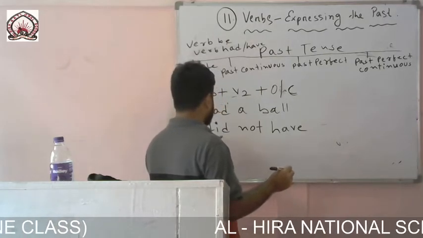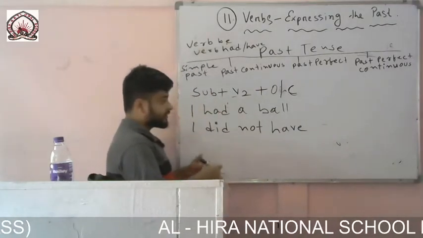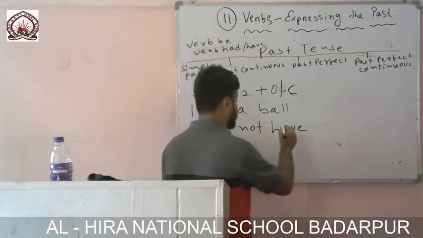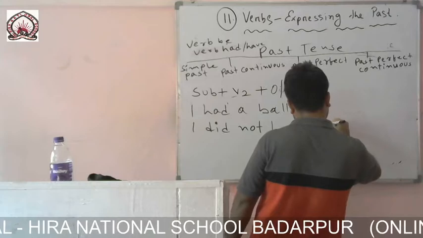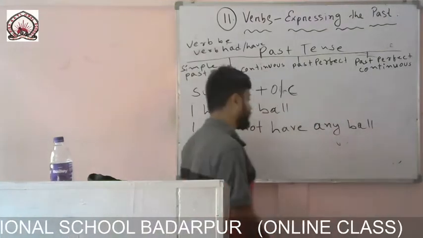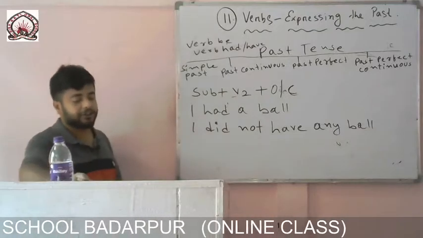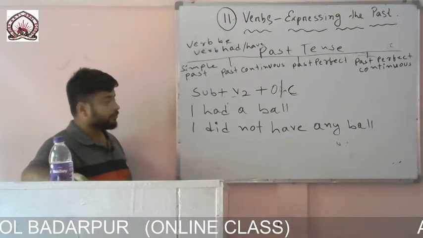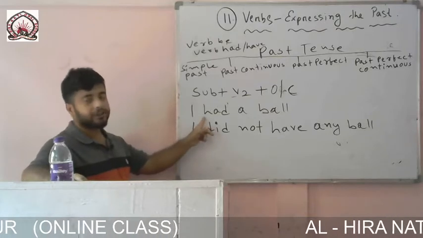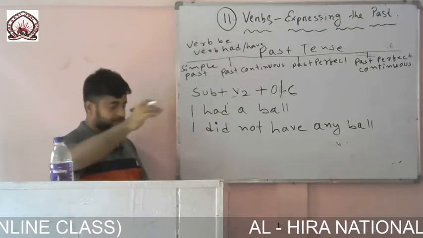Understood or not? Already with the help of "did," the sentence has been converted to simple past. So: I did not have any ball. Like this we have to write. I did not have any ball. Now if I want to change this sentence into interrogative, then how can I change?